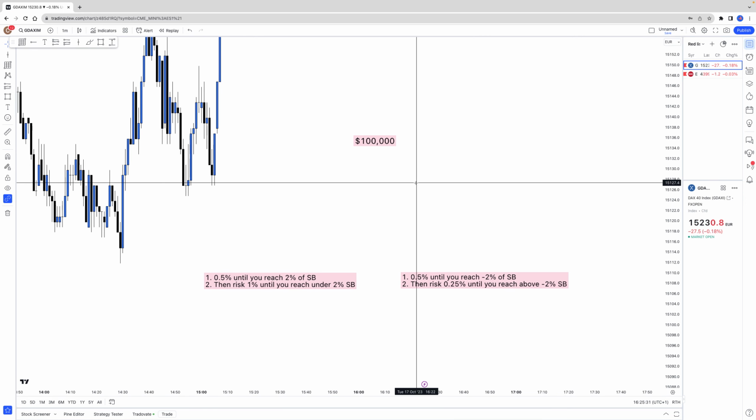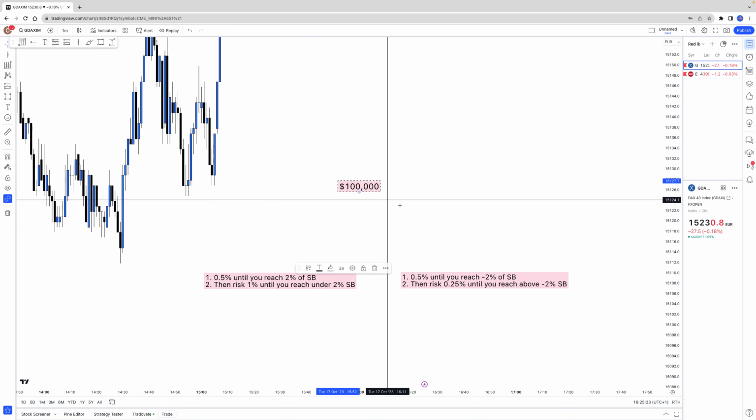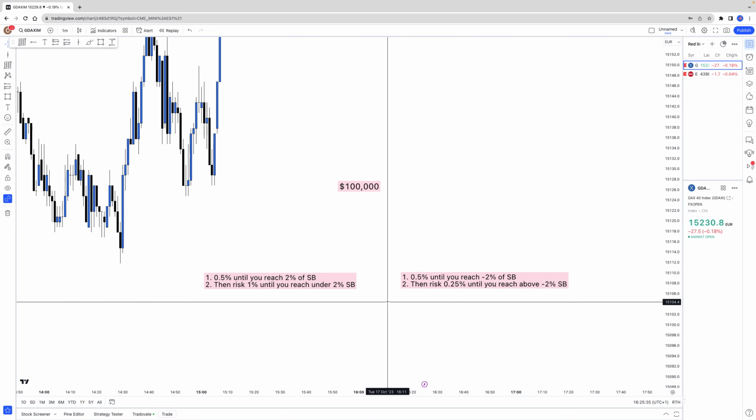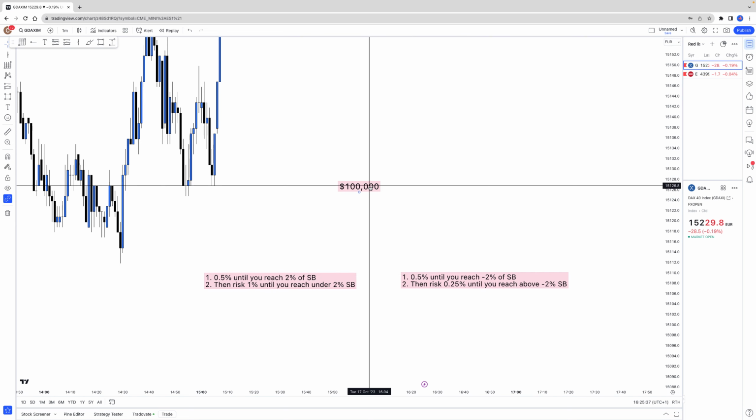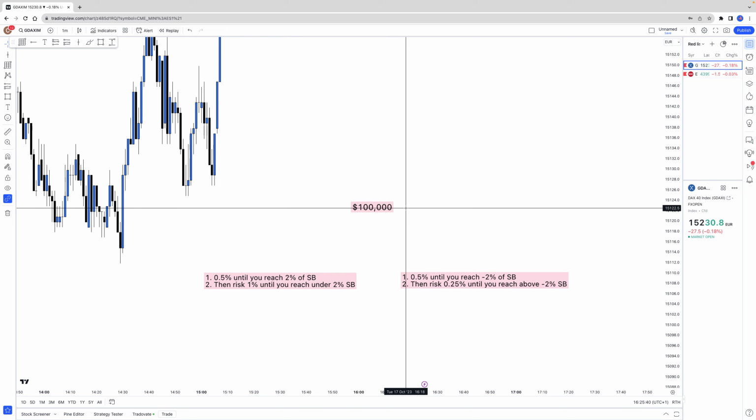But yo, that's it. That's enough for me, anyways. Yeah, use this dynamic risk management strategy. You can change it to however you want. Just ensure that you're risking on a live account. You want to be risking like 0.5 to 1%, depending on your account balance.